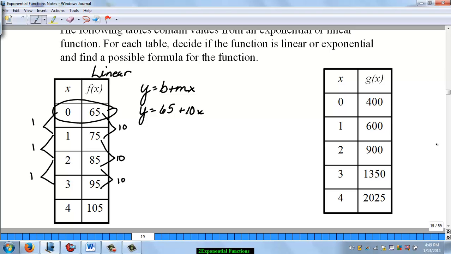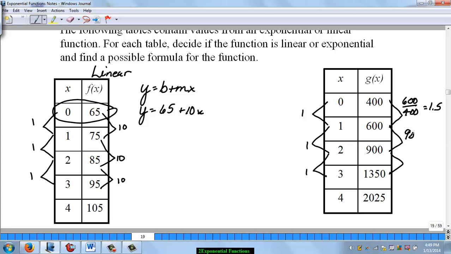Now let's look at this one right here. I look at my carets, they're going up by 1. And here it's going up by 200, by 300. See how it's not constant? So as soon as I see it's not constant, I'm going to do the ratio thing. So I'm going to take the higher one divided by this one. So I get 600 over 400. And when I do that, I get 3 halves, or 1.5.